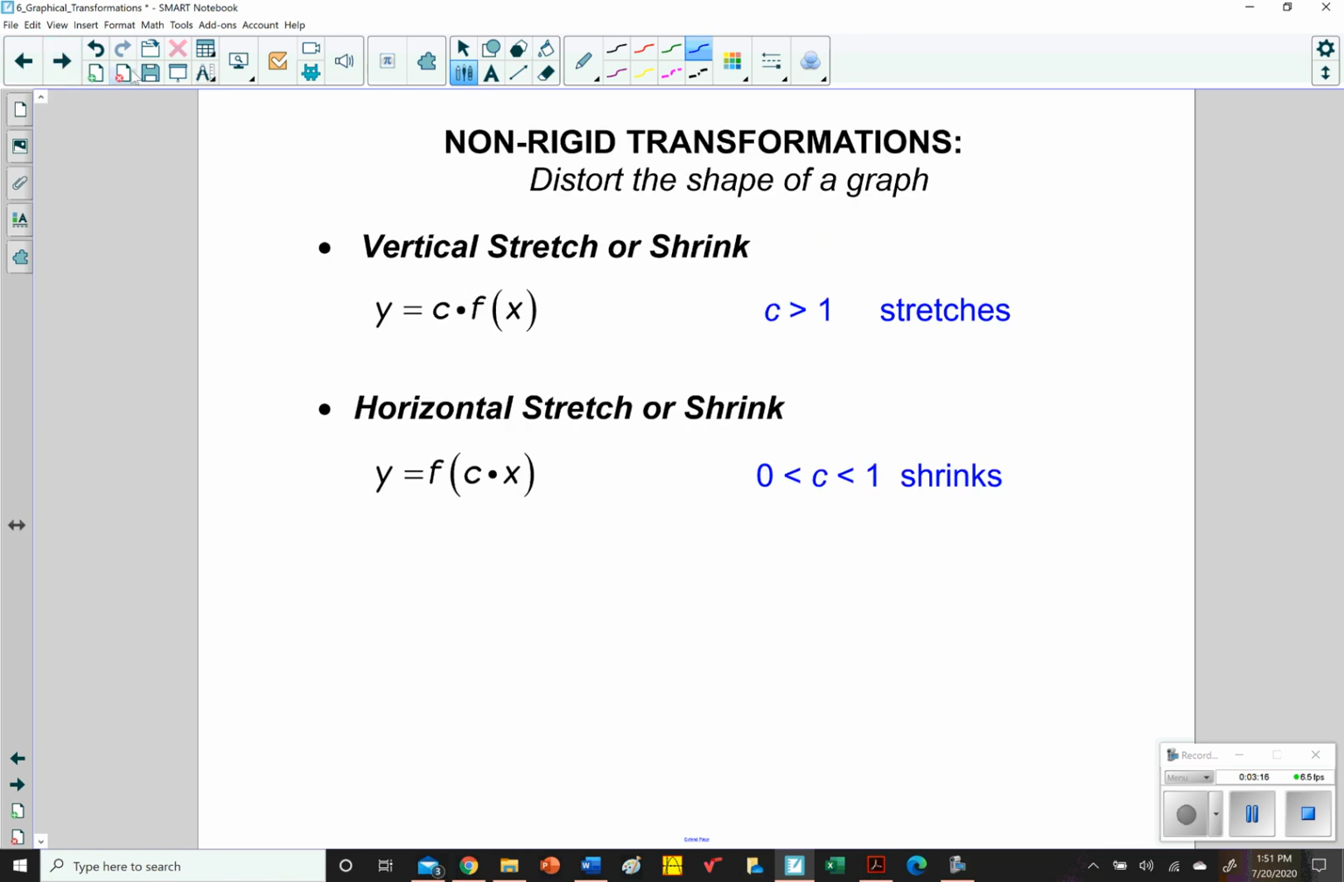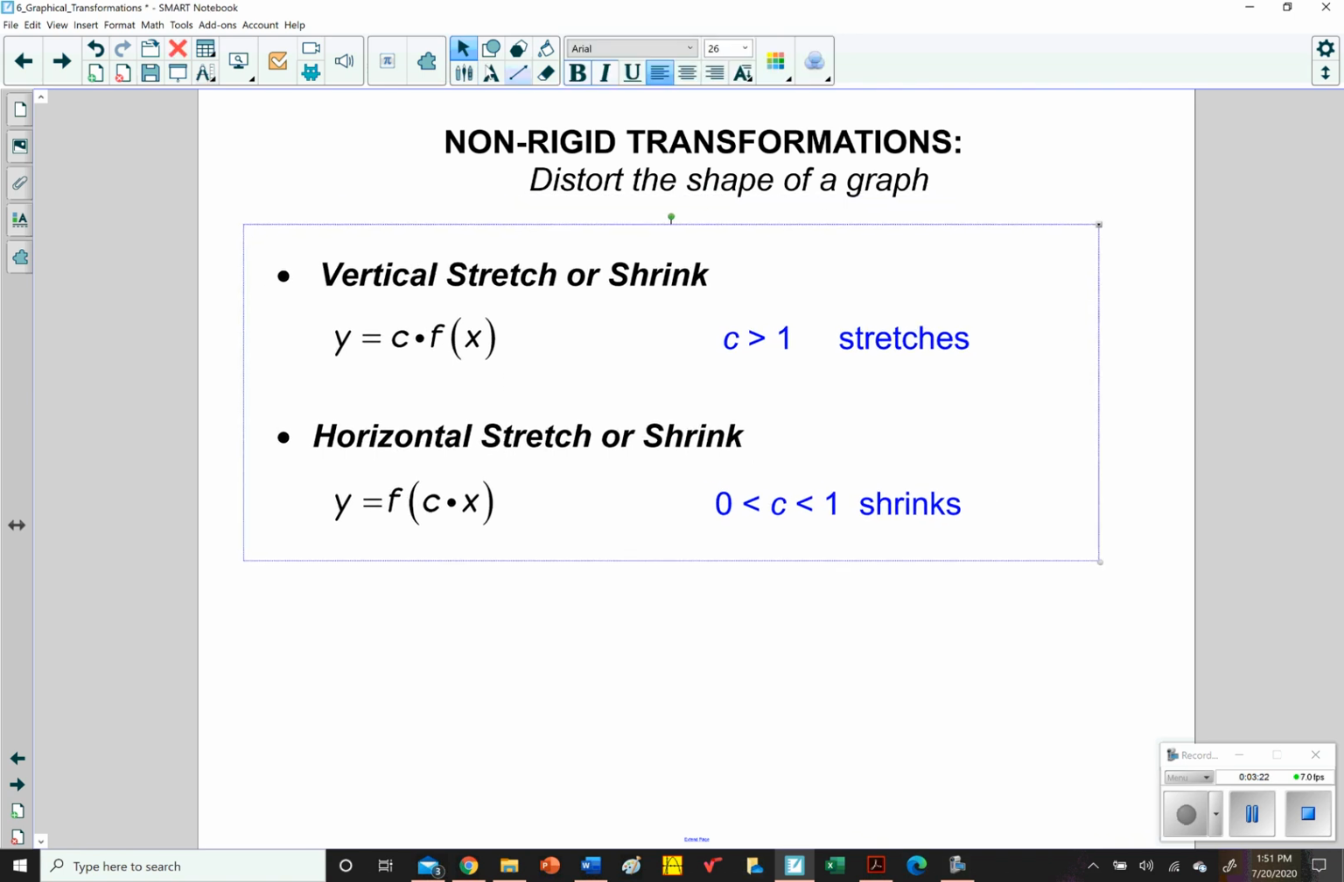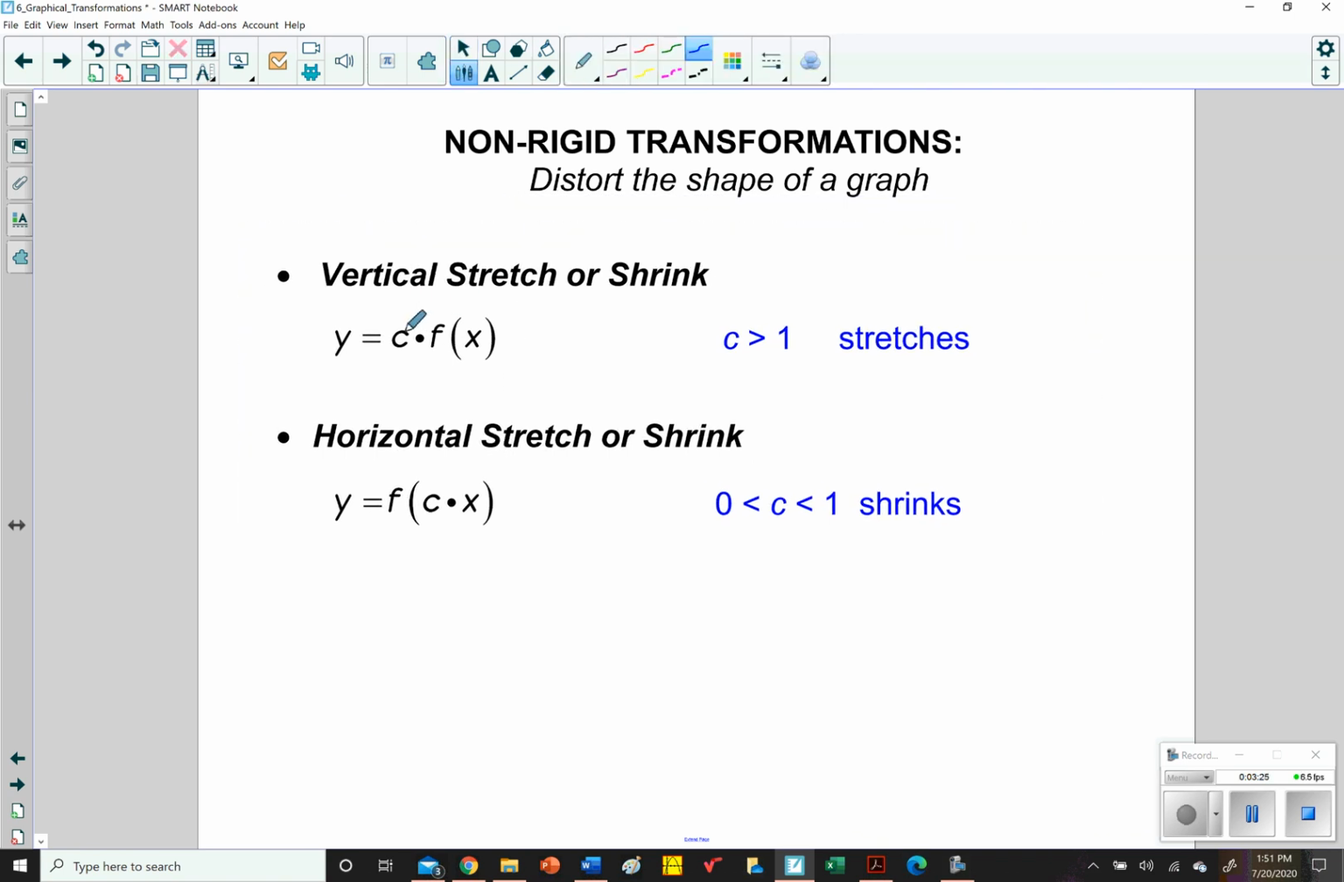Now, non-rigid transformations, they're the ones that will distort the graph in some way. So when you have a factor in front of the function, that's going to be a vertical stretch, and the factor is c. So you would multiply your y value by the factor, and it would vertically shrink if the c value was less than or equal to 1.